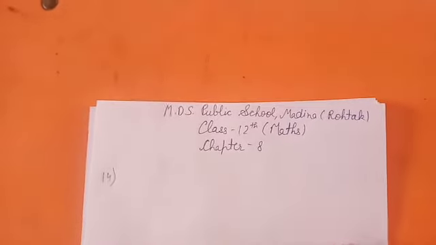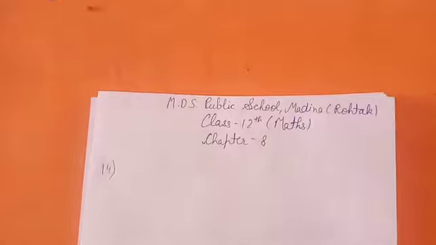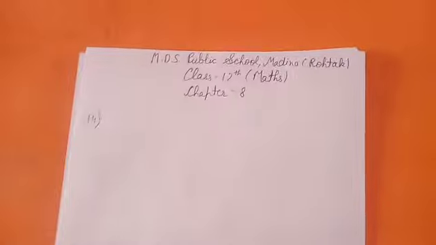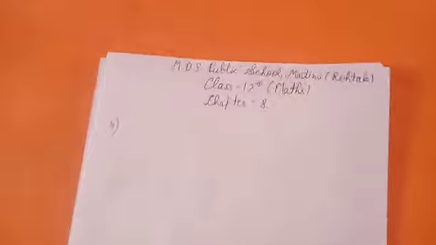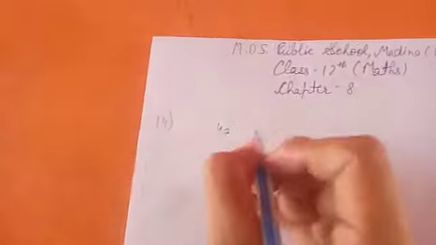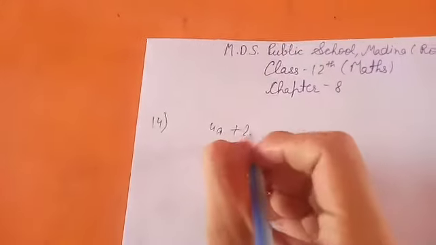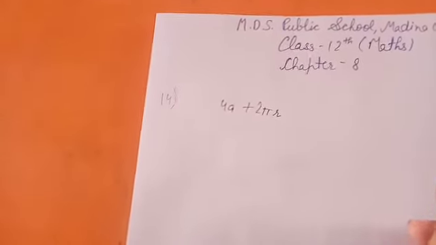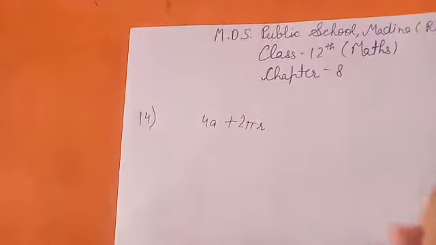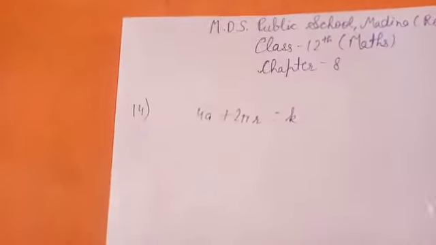Given the sum of the perimeter of a square and a circle. Perimeter of a square is 4a, where a is its side, and of a circle is 2 pi r, where r is the radius of the circle. That they have given, we can assume to be any constant k.